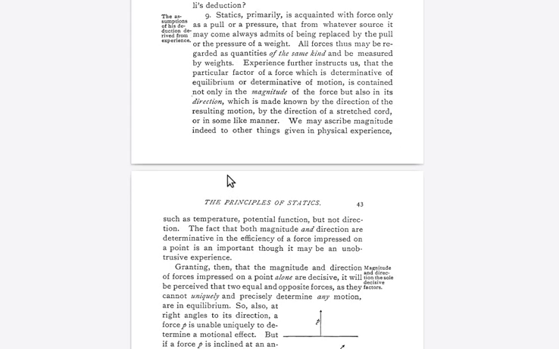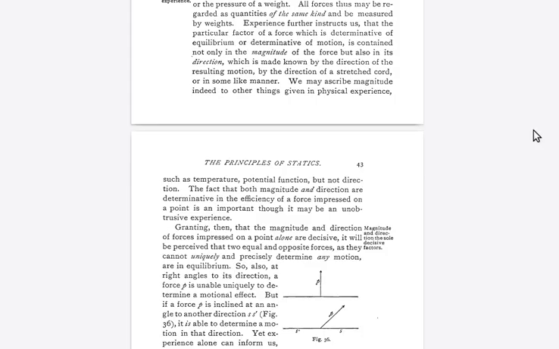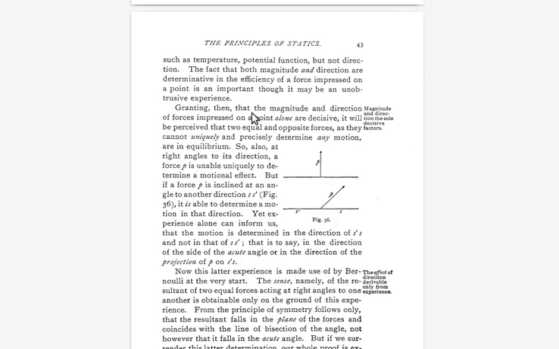We may ascribe magnitude indeed to other things given in physical experience, such as temperature or potential function, but not direction. The fact that both magnitude and direction are determinative in the efficiency of a force impressed on a point is an important thought, though it may be an unobtrusive experience. Granting then that the magnitude and direction of forces impressed on a point alone are decisive, it will be perceived that two equal and opposite forces, as they cannot uniquely and precisely determine any motion, are in equilibrium.